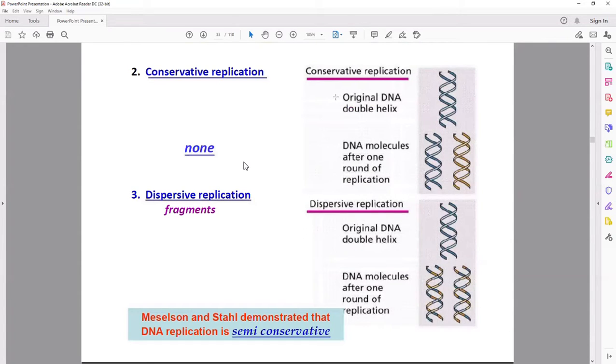the original DNA will remain intact. So new DNA molecules will be generated after one round of replication. There will be no mixing, no parent strand in the new strand of DNA. For dispersive replication, the newly made strand of DNA contains fragments of the parent DNA. It is a mixture of fragments.